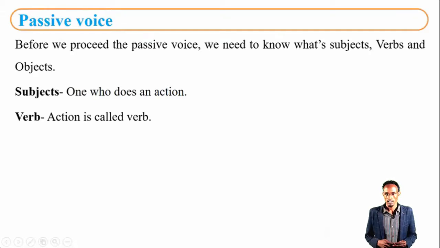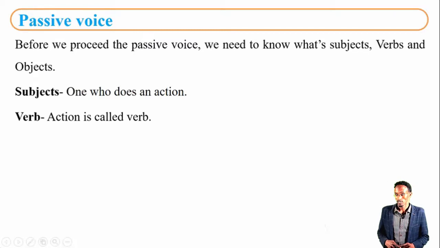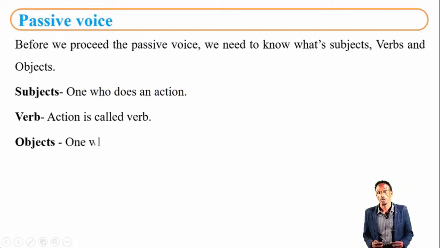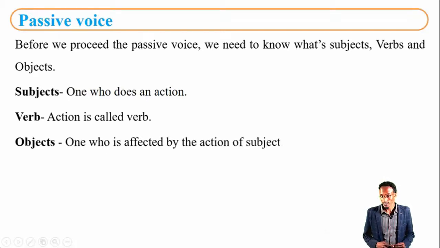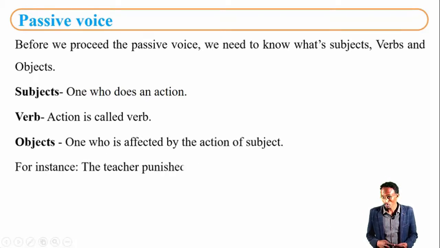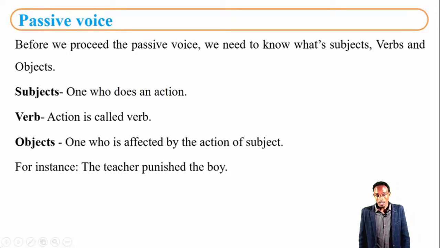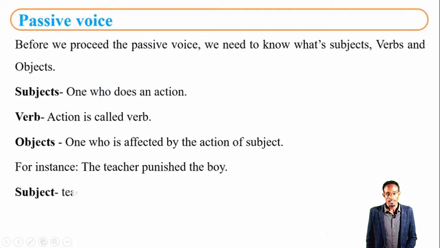Subject, what is it? A one who does an action. Verb is the action. Object is the one who is affected by the action of the subject. Or we call it in another word agent. For instance, the teacher punished the boy. In this example, the subject is teacher.